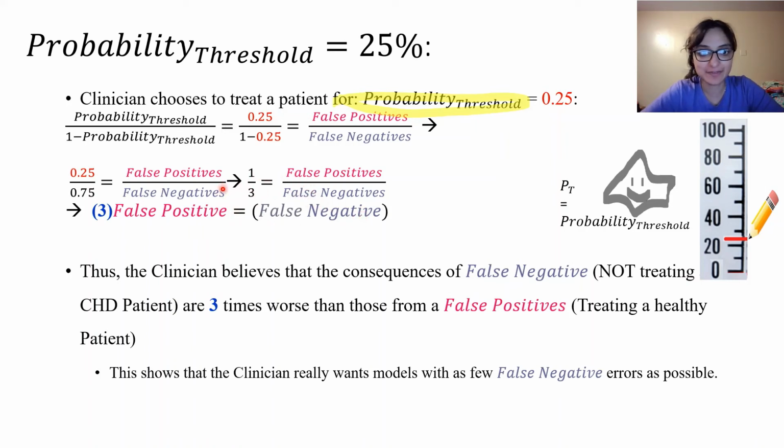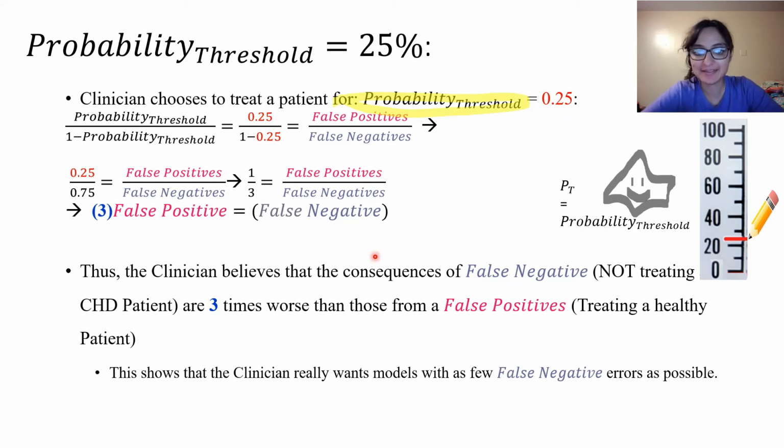So then from this equation here, you just multiply this side by 3. 3 times false positives equals 1 times false negative. So 3 false positives is equal to 1 false negative. So that's how you can interpret it. For every 3 false positives that you make, it's the same as 1 false negative.